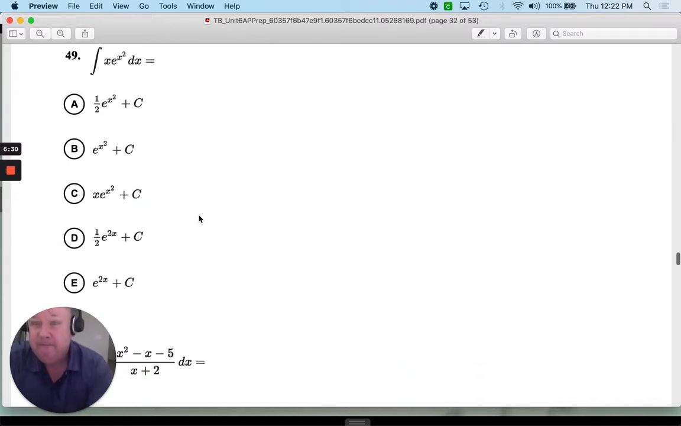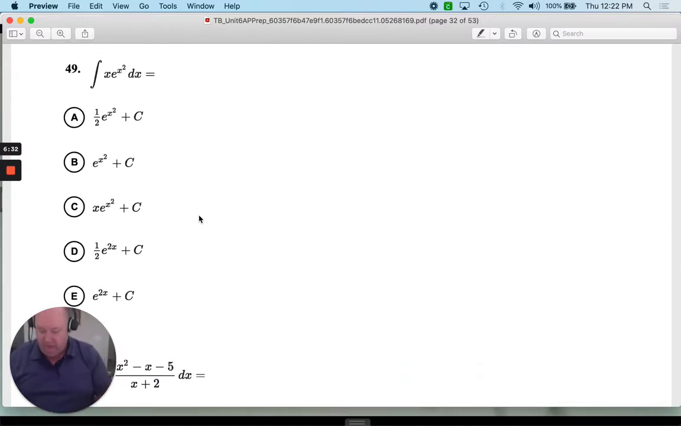49. Again, press pause and try it, then press play. The derivative, where does the hook come from? And so the hook comes from x squared. So the derivative of x squared is 2x. So you need to write down 2x.